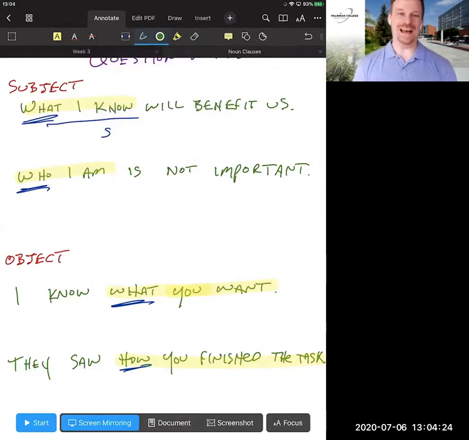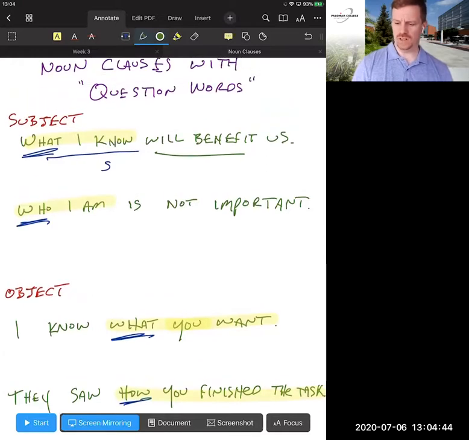So that's the subject, what I know. And then the verb is will benefit us. So something will benefit us. We don't know what that something is. So to be specific, what I know, that's the something. So if we can take out something from the sentence and replace it with a noun clause, that helps us understand what we could do with a noun clause.